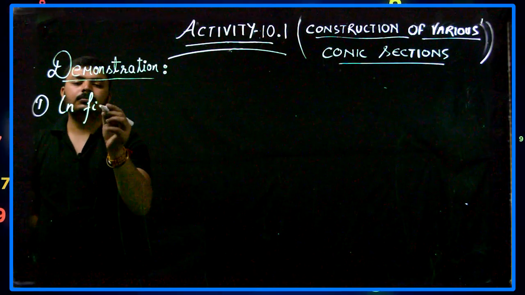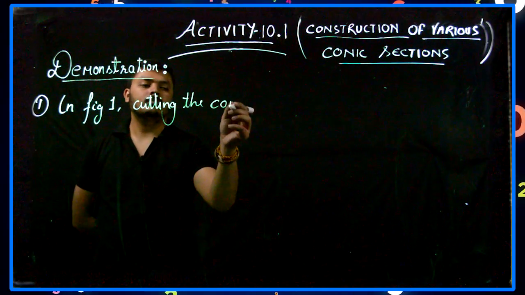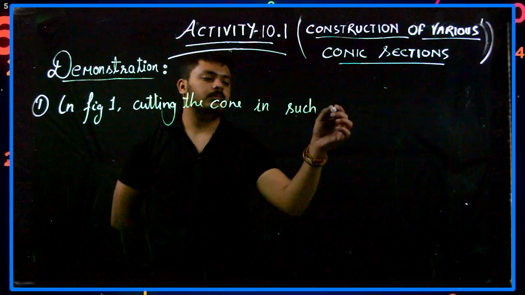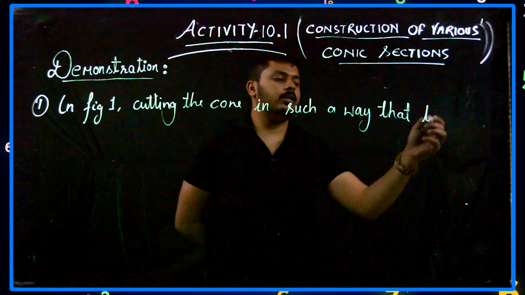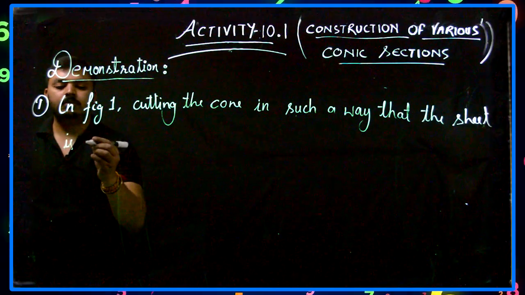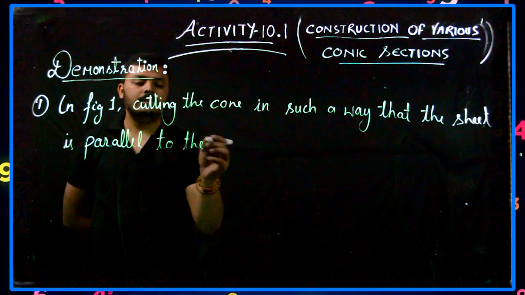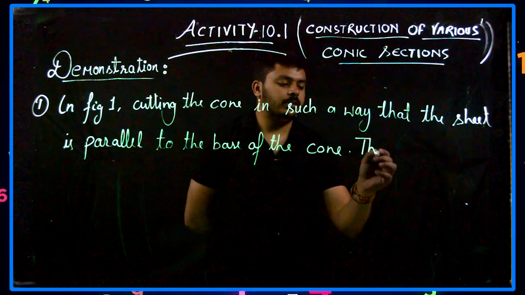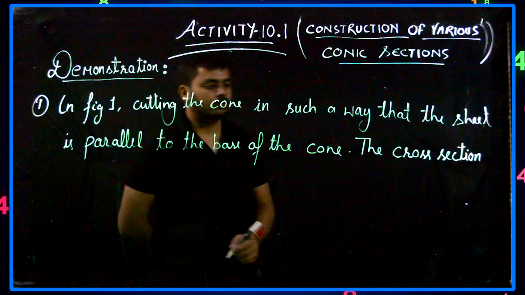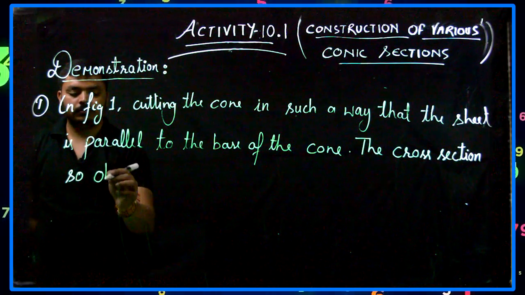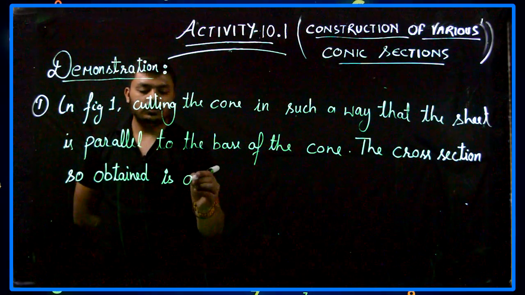So in figure 1, we are cutting the cone in such a way that the sheet is parallel to the base of the cone. The cross section obtained is a circle.